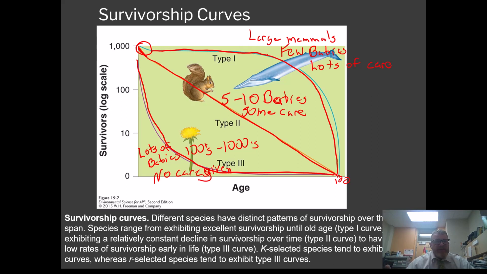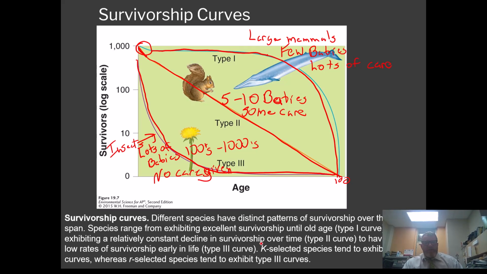It doesn't last nearly as long. And then type 3, last but not least, whole bunch of babies, but they give 0 care. All right. And a good example of a type 3 animal would be insects. Plants are a great example, yes, because they don't give any care to the young, but insects are a good animal example of type 3.